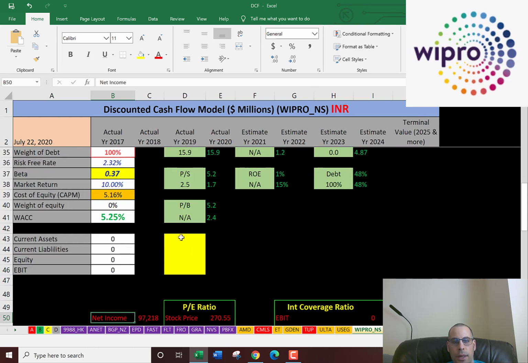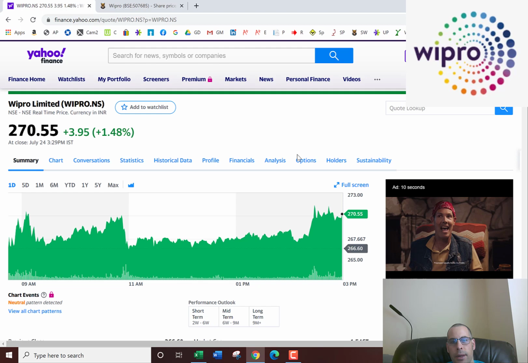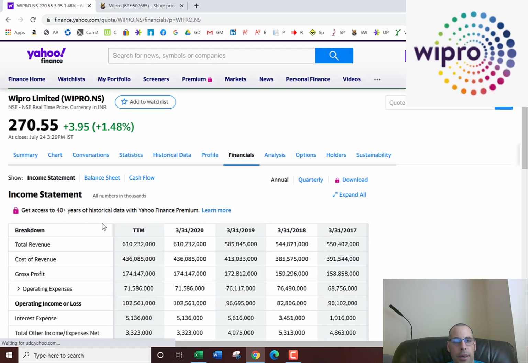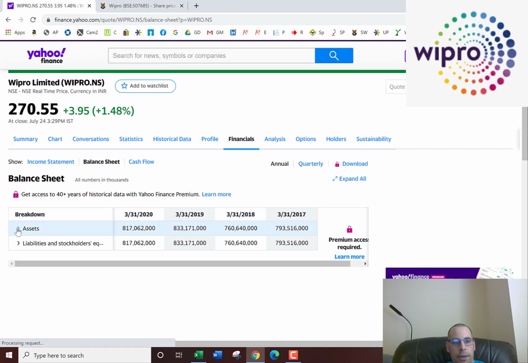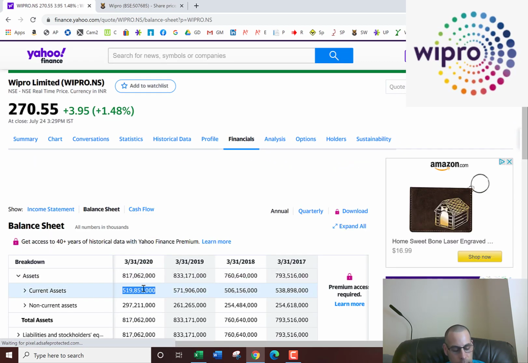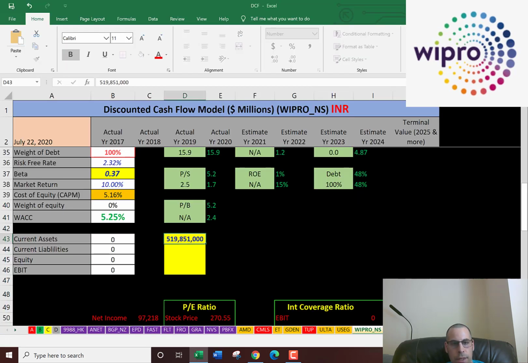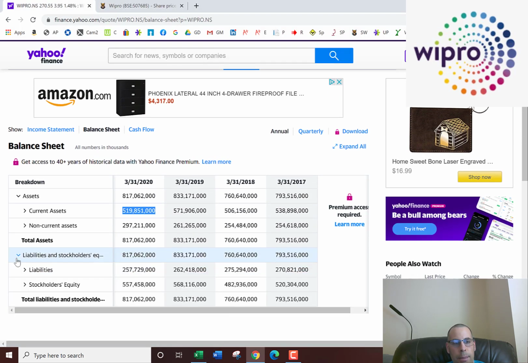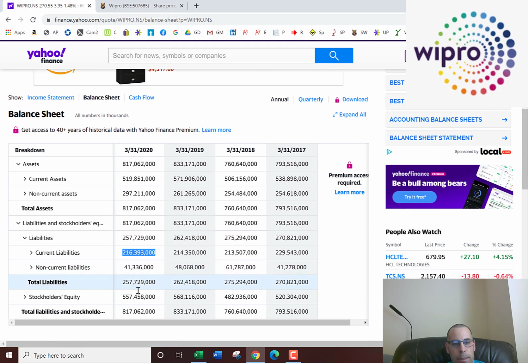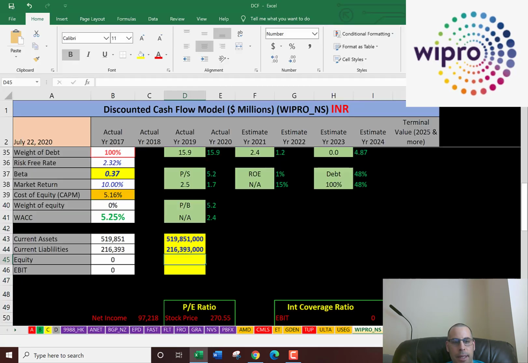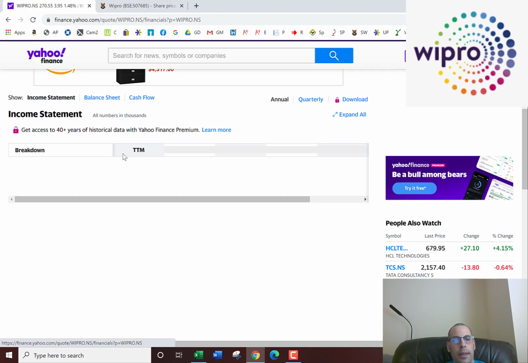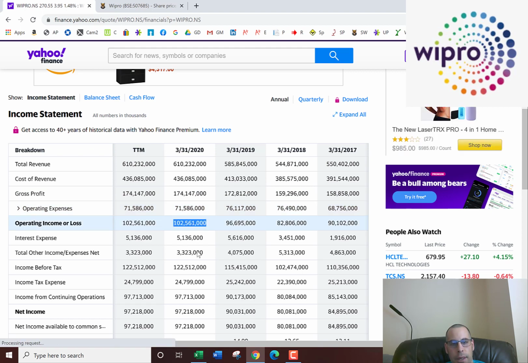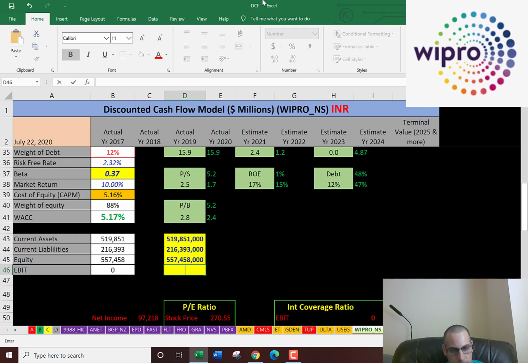Doesn't move too much. Let's get the current assets. We need the current assets to calculate the current ratio later. And current assets are mainly cash, accounts receivables, and inventory. This is what the company uses to run its day-to-day operations. And next we need the current liabilities. And the equity is the value of the company according to the balance sheet. That's assets minus liabilities. That's 557 billion. Now we need the operating income, which is on the income statement. That's 103 billion.